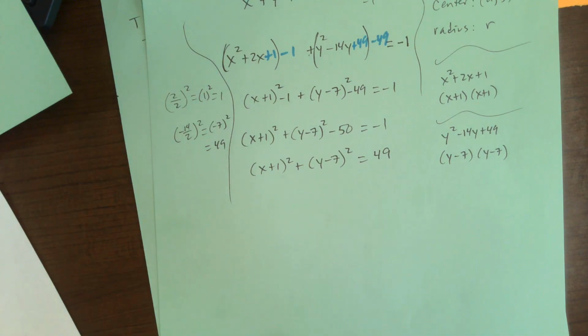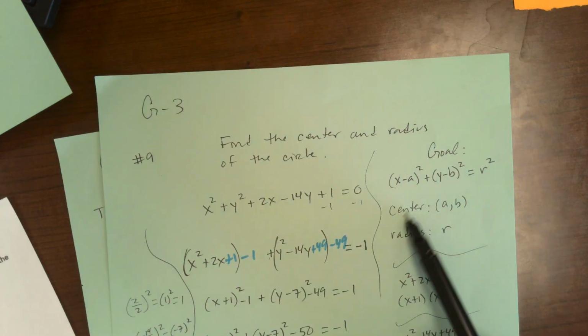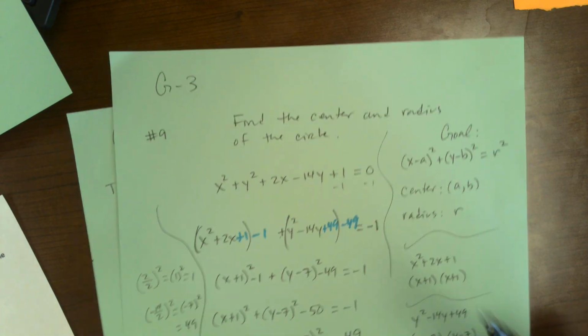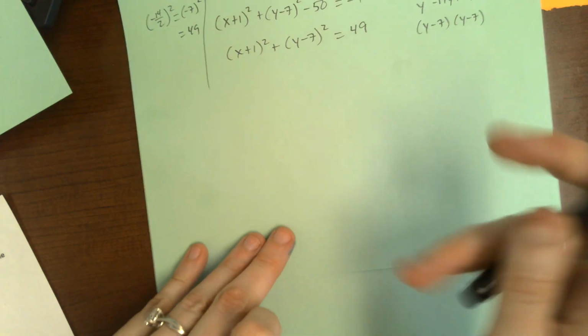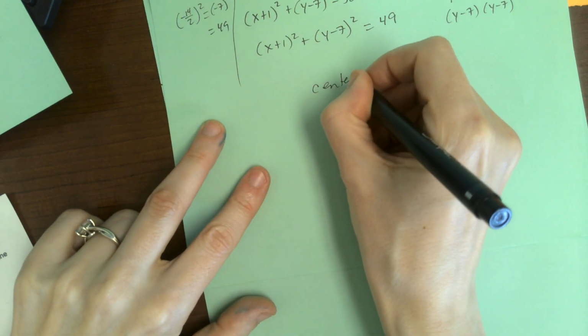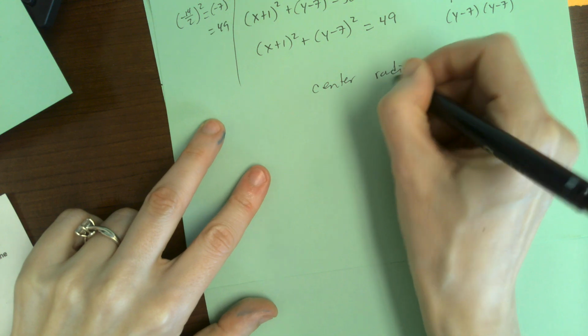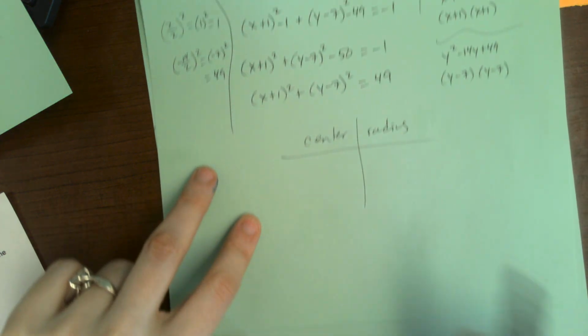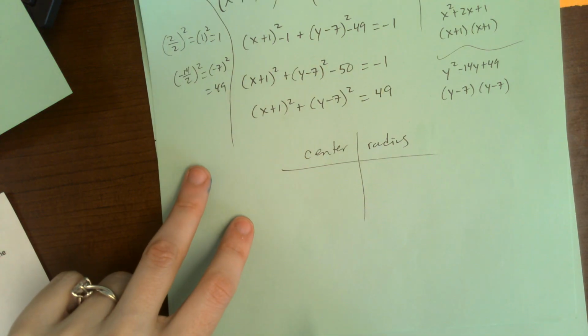Okay. All right, guys, that is our goal. We have something that looks like that now. So now I could say what the center and radius are. So center, and you could say it differently than me. I'll put it in a little chart here.